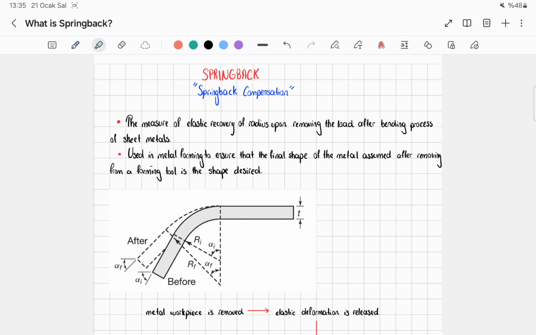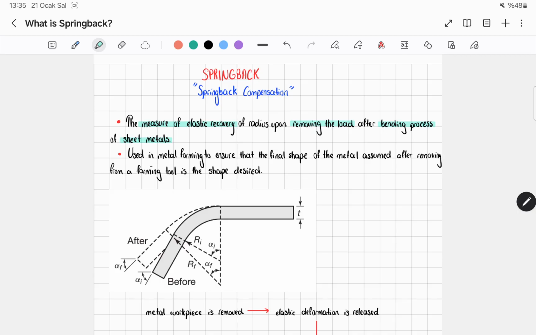Today I would like to talk about springback and springback compensation, which is an important phenomenon in mechanical engineering and in material science. So, in order to understand what springback is, first let's look at the definition. Springback is the measure of elastic recovery after removing the loads from sheet metals after the bending process is finished.